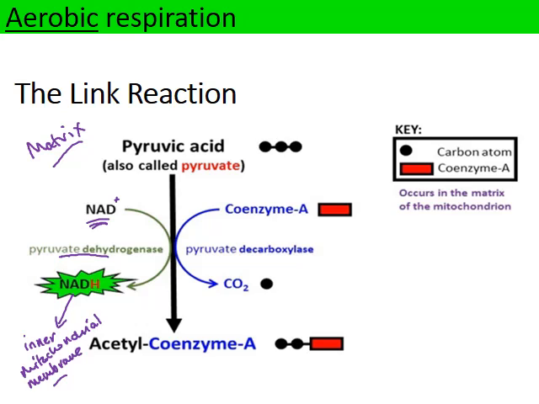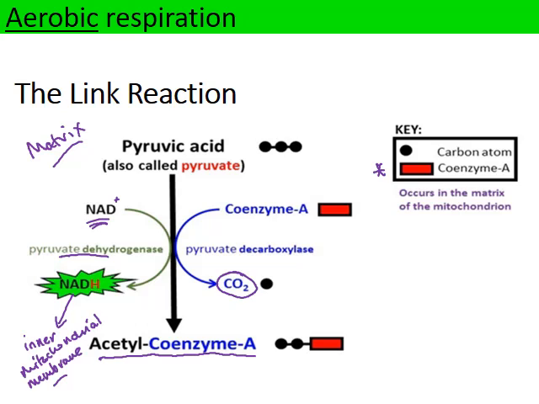Now, not only is pyruvic acid or pyruvate oxidized, which results in reduced NAD, but it's also decarboxylated. So the 3-carbon has a carbon removed as carbon dioxide. So this is the first carbon dioxide molecule produced of the 6 per glucose. And that leaves a 2-carbon compound called acetate. And the acetate combines with coenzyme A to form acetyl coenzyme A.